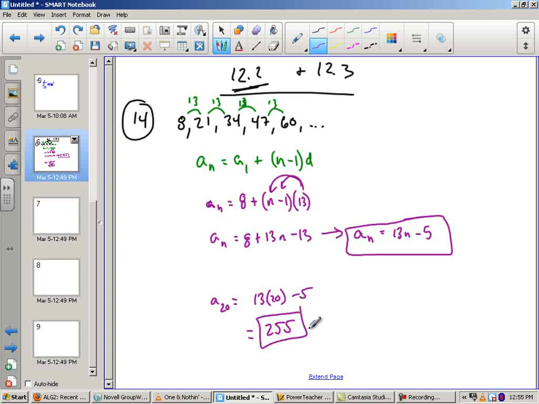So with these arithmetic ones from 12.2, if I'm finding the function or the expression that tells me about the nth term, it's this equation right here. Substitute a_1 and d in, simplify, and then substitute whatever I need in for n.